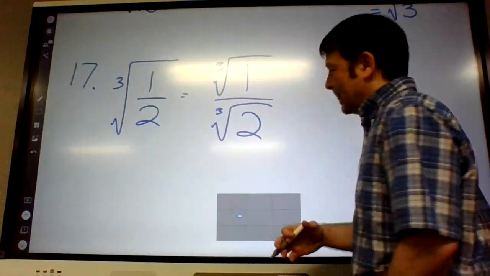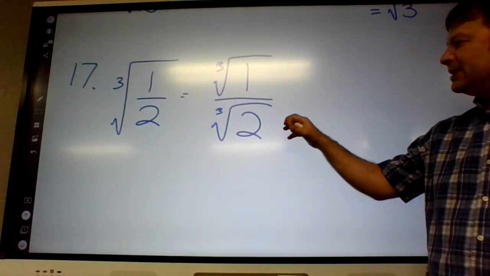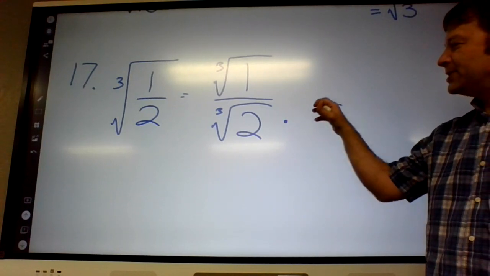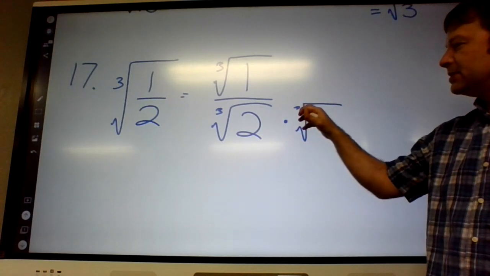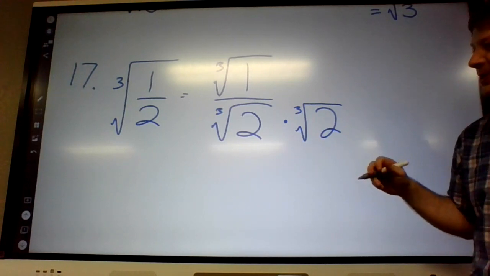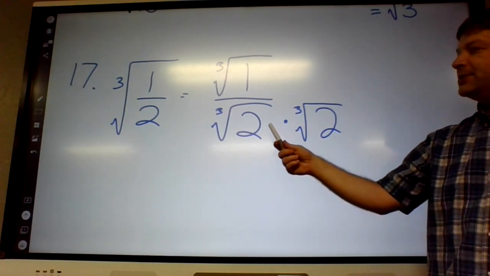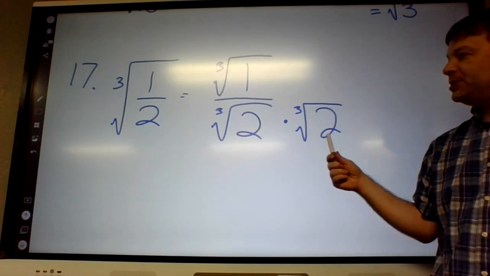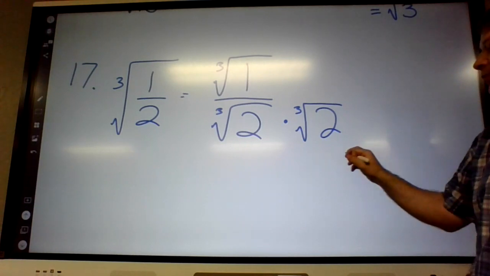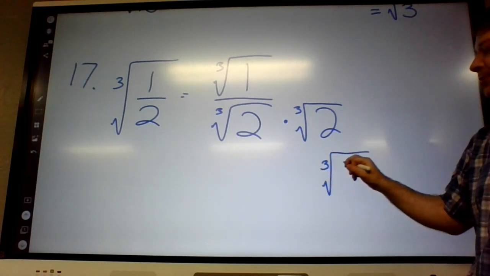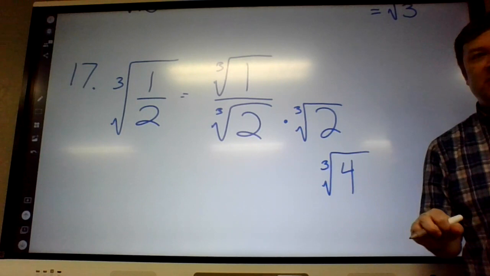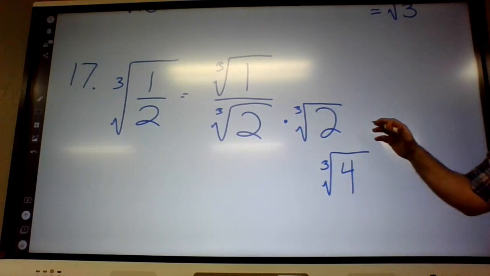Well, previously, we just did this. But now it's not going to work because cubed root of 2 times cubed root of 2 is cubed root of 4. Does 4 have a cubed root? No, it does not. But you know what does have a cubed root?